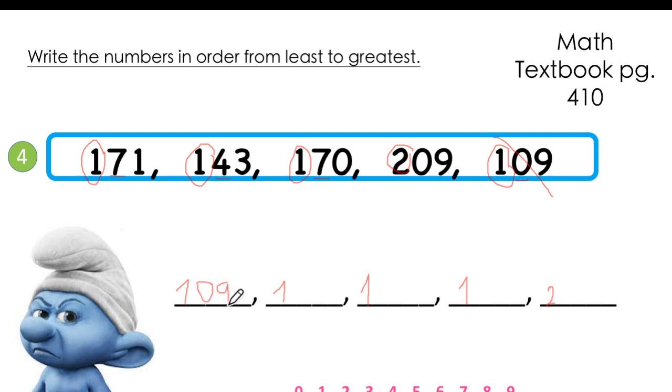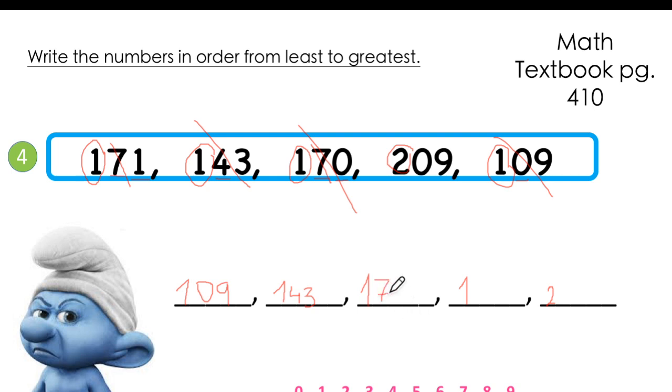Now, we have 7, 4, 7. Which one is smaller, 7 or 4 or 7? 4. That one will be the next number. Now, here, 7 and 7 are the same. We cannot use 7 and 7 to compare. We will use the ones digits to compare. Which one is smaller, 1 or 0? 0. So this one will be the next number, 170.